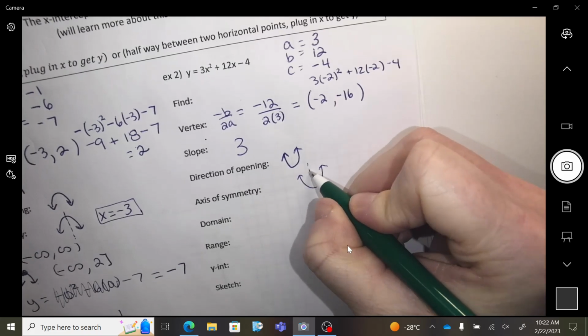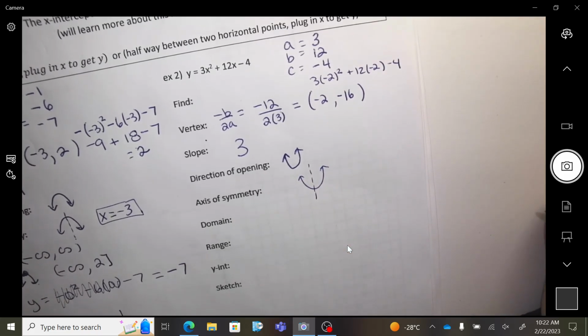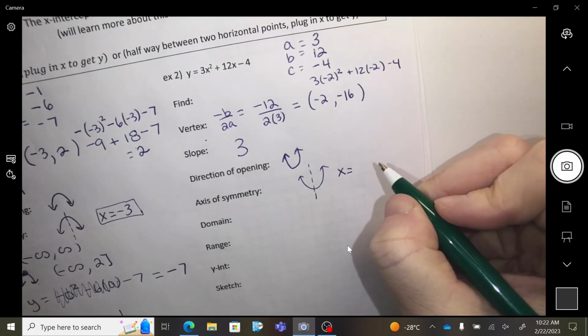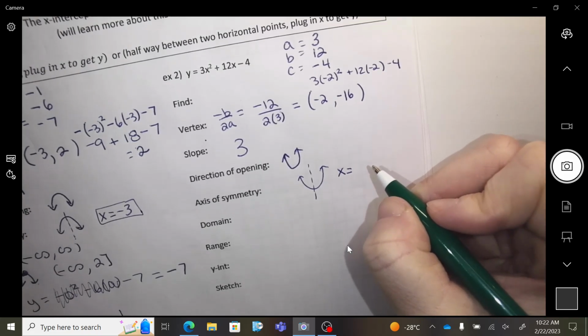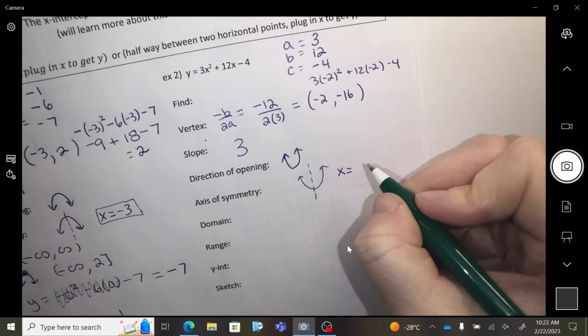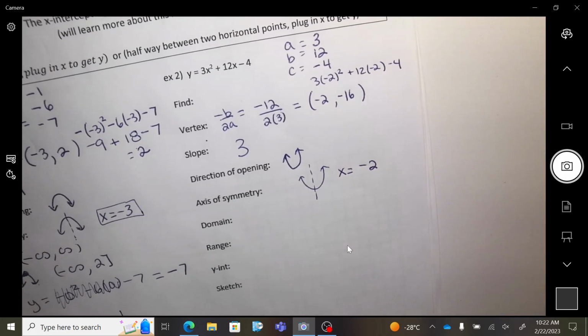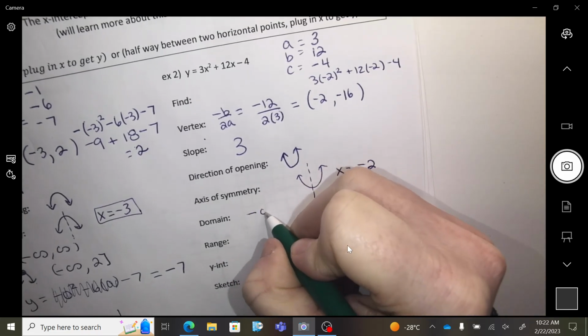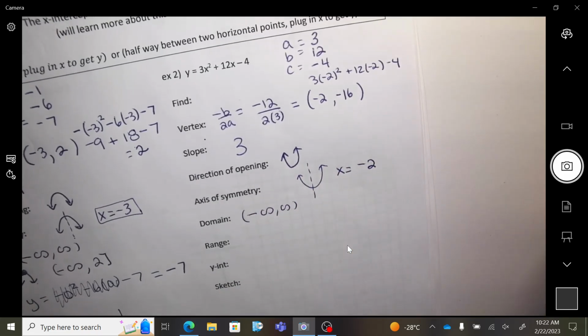The axis of symmetry cuts it. And when you cut up and down, you have to say x equals. And then which x value would you specifically go through? Negative 2. Domain is left and right, forever, going out, out.